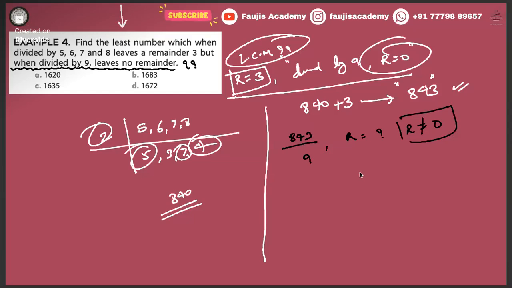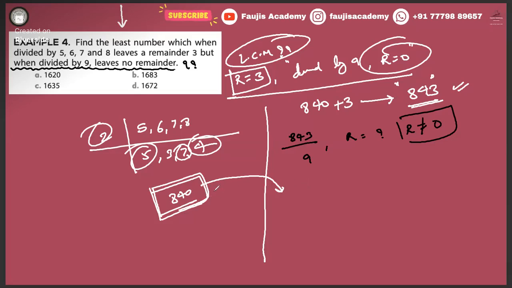The LCM of 5, 6, 7, 8 is 840, sir. Okay, that's correct. And we add the remainder 3 given in the question, sir. Add means 843 is a number, sir. And divided by 9, 87 something is the remainder, sir. That means the remainder is not 0, right? So which means 843 is not the right answer.